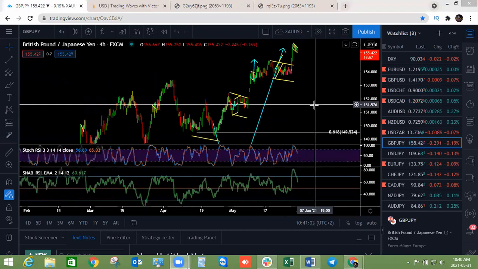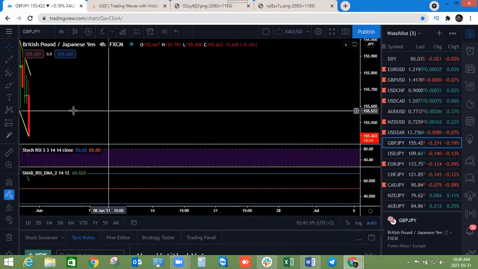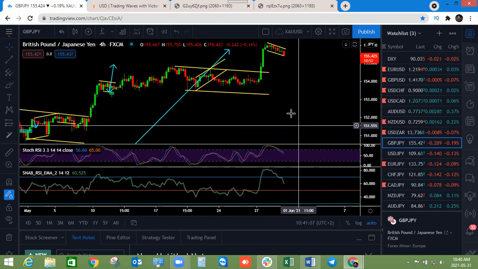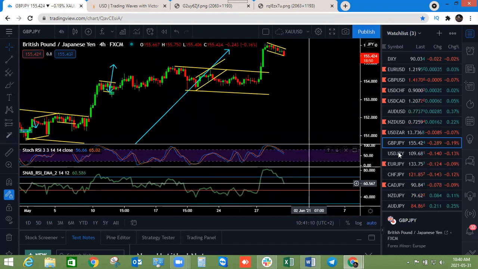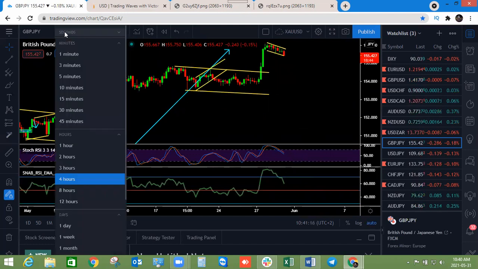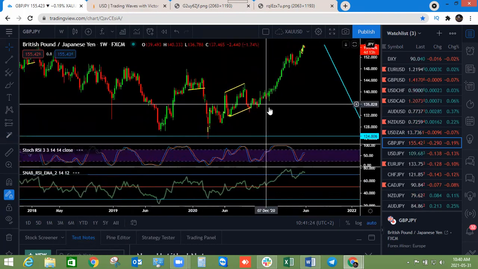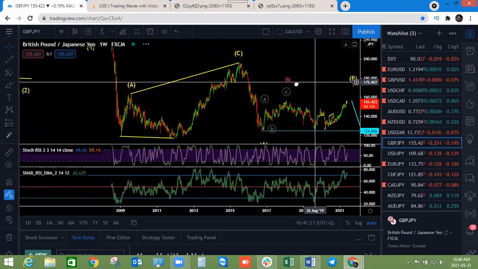Pound yen, don't do anything new on pound yen. We can see that it is within that flag, that corrective structure, and the expectation is that we still see more upside. But the only thing here is that it has reached multiple highs, multiple time frame structural levels. Let's have a look here on the weekly that I've shown yesterday.